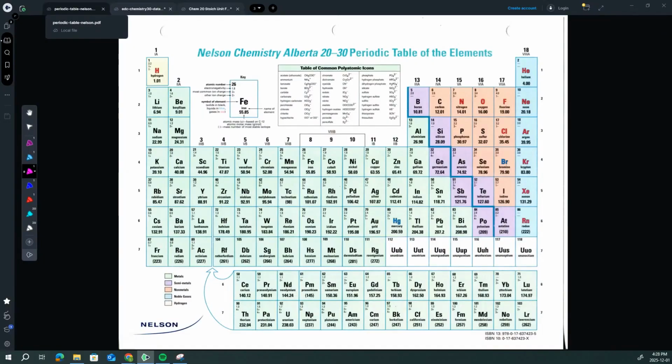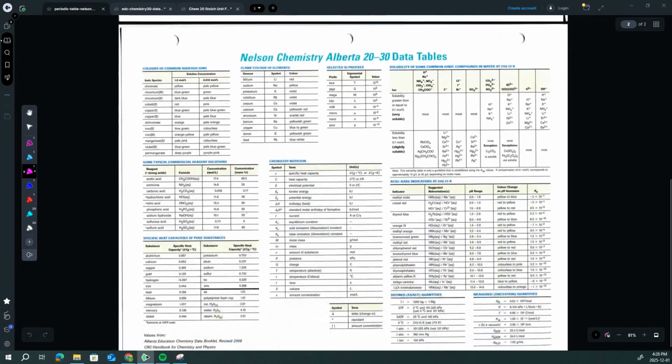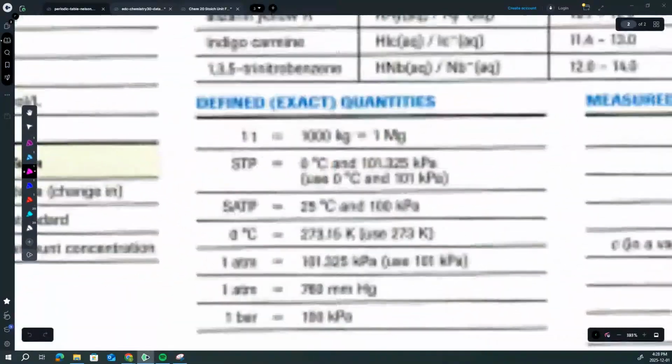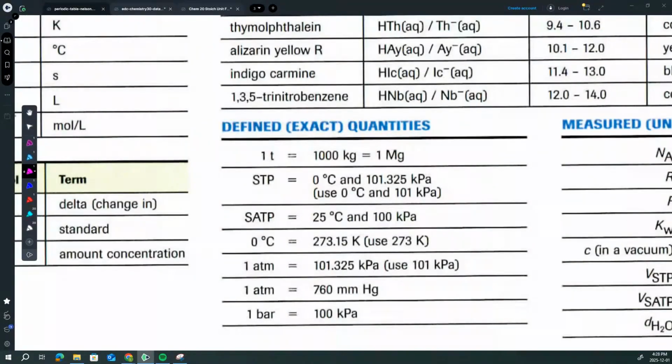Now, if you're curious as to whether you have to memorize this number, well, you don't really. If you go to your Nelson periodic table and go to the second page, down in the right-hand corner here, it gives you this value. Now, this does say to use 273 Kelvin. Don't listen to that. Use 273.15 because the more digits you have in your number, the more accurate your final answer can be.